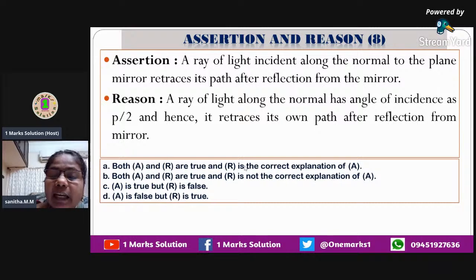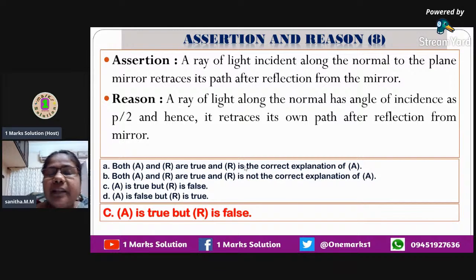A ray of light along the normal has an angle of incidence of pi by 2. And I think you know the value of pi. That is 360 in the case of the angle, pi is 180. Pi by 2 here will be 90 degree. So here it is given as angle of incidence as 90 degree, and hence it retraces its own path after reflection from the mirror. But the reason is absolutely false.